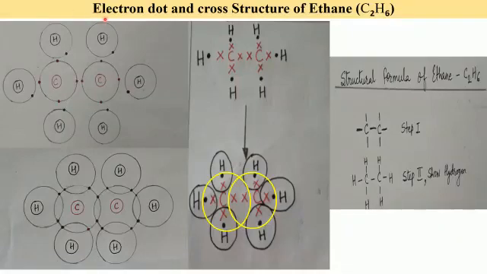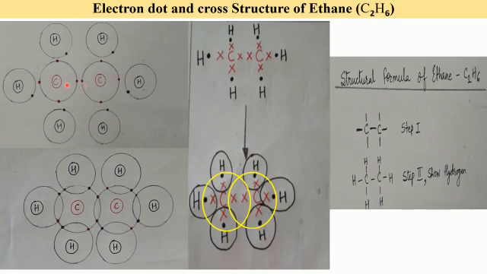Let us now study the electron dot and cross structure for ethane. Ethane has molecular formula C2H6. It has 2 carbon atoms and 6 hydrogen atoms. Now, how to arrange these carbon and hydrogen atoms? So in the center or the core, we will arrange the carbon atoms side by side.